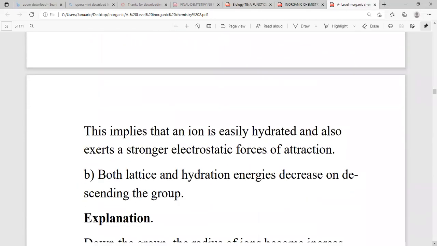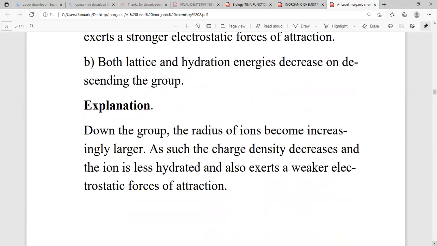Now what happens? It implies that the ion can be easily hydrated. If it possesses a small ionic radius, then you expect the electrostatic forces of attraction between the ion and the dipole moments of water to be very strong. So you expect this ion to be easily hydrated.